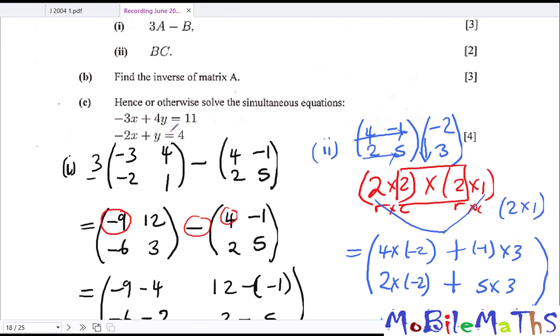The next question is saying, hence or otherwise solve the simultaneous equation. So if you check our simultaneous equation, we have got these numbers, which is minus 3, 4, minus 2, and 1. This reminds us of A. And then we've got an X and Y, meaning to say I can rewrite this and say I've got my minus 3, minus 2, 4, and 1. Then we are multiplying with X and Y. Then it's going to give us a matrix of 11 and 4. So that's basically what we are going to be doing. Let's do that.